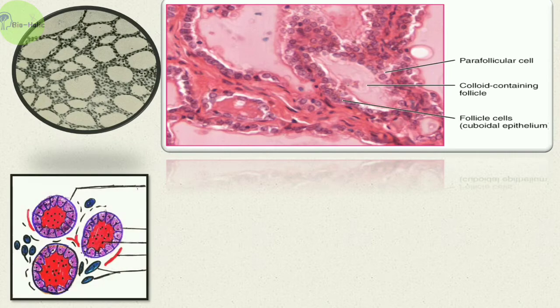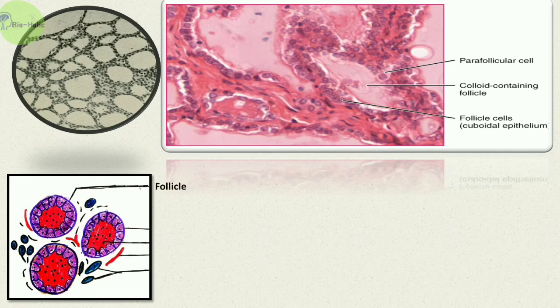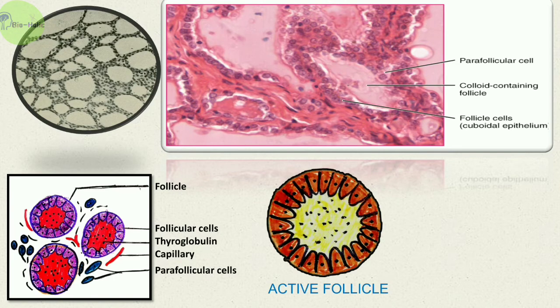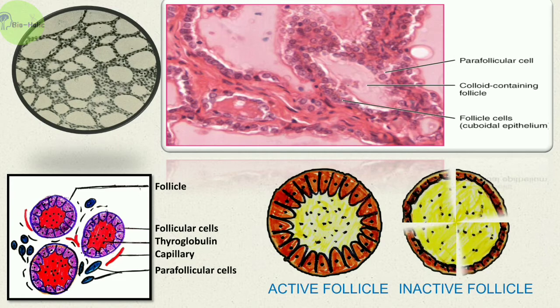This is the histological structure of thyroid gland. This is the thyroid follicle containing follicular cells. Thyroglobulin is present inside, and here are the parafollicular cells lying. This is the structure of a thyroid follicle when it is in active phase and it is during inactivation.